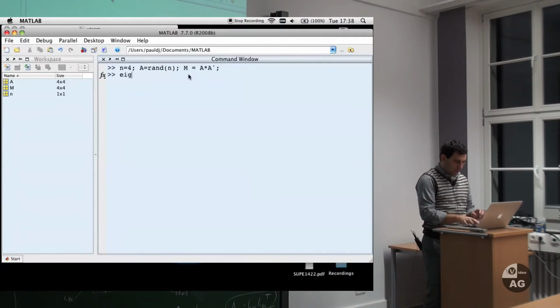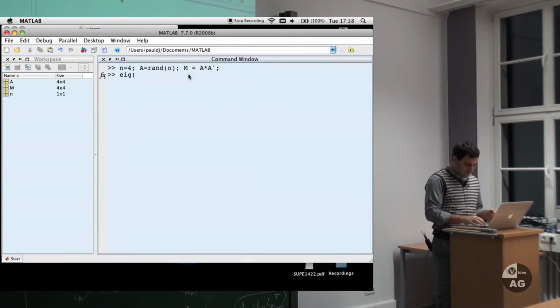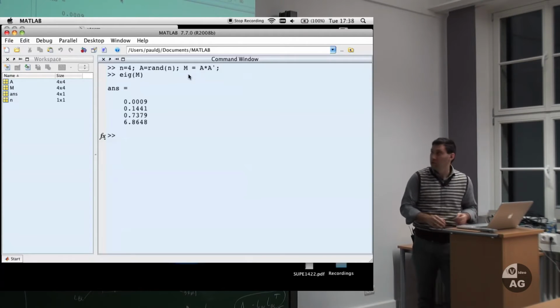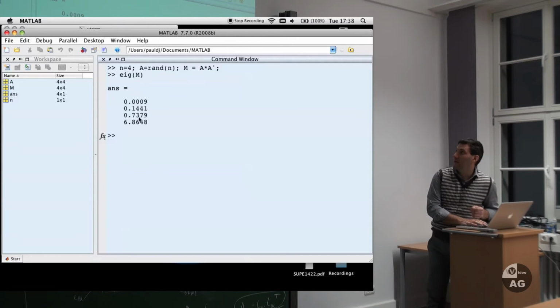Okay. Other proof: the eigenvalues of a symmetric positive definite matrix are all positive. And here we go. Not that this is a proof, but it could be just by accident.